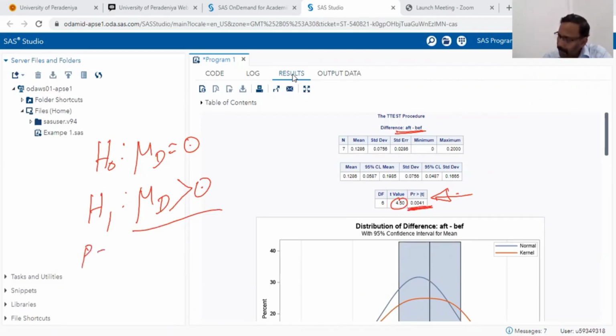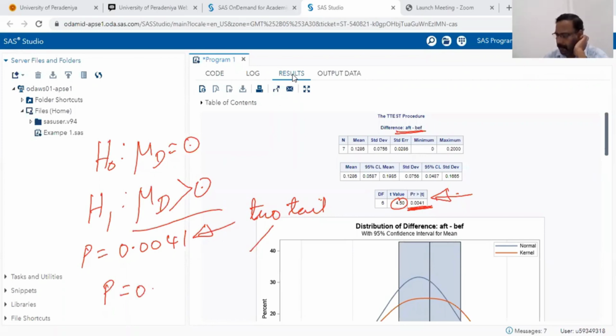What is the p value? Anyone? 0.0041. This is for two tail. If it is for one tail, we will have to divide it. Our actual p value is 0.0041 divided by 2. Can you remember?